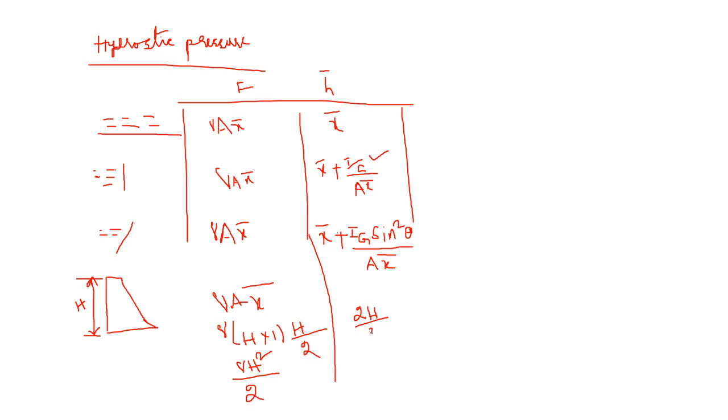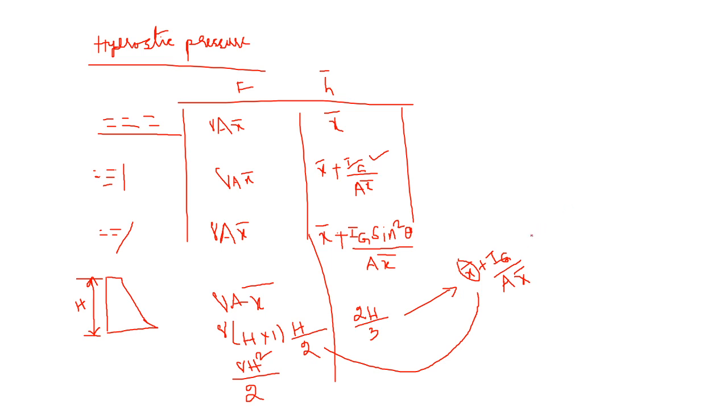How will it arrive? X bar plus Ig, moment of inertia at base, divided by area into x bar. So for this, what do you have to do? X bar is nothing but h by 2, right? H by 2.